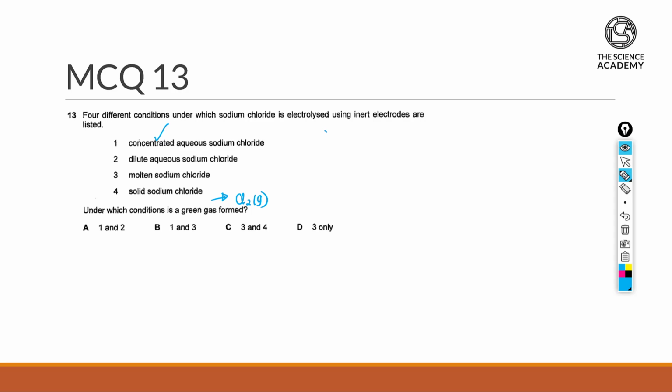The cation we have here is sodium, and the anions are our chloride anion and our hydroxide anion. However, since we have a high concentration of chloride anion, this will be preferably discharged, and this produces chlorine gas. So option 1 is definitely correct. So we can cancel out C and D.